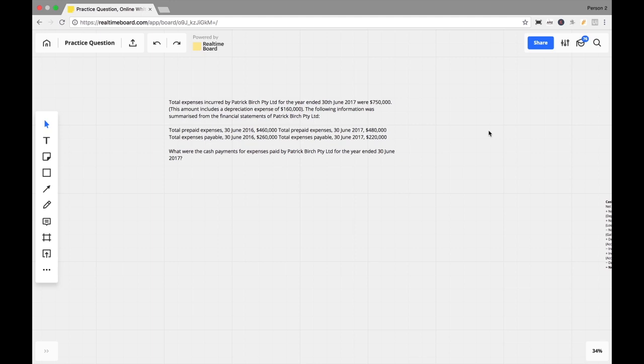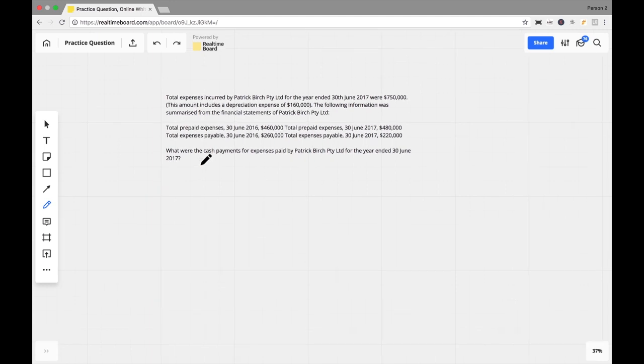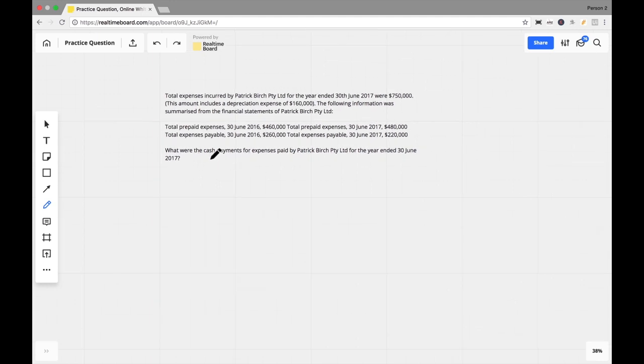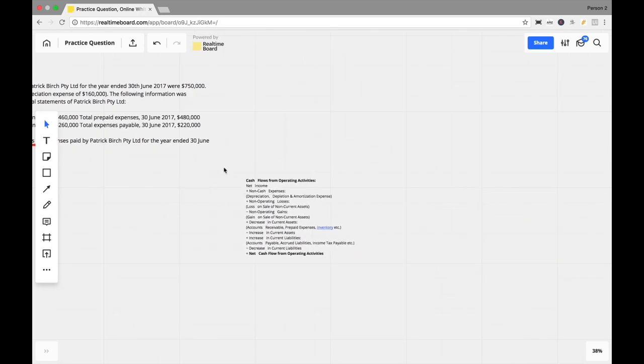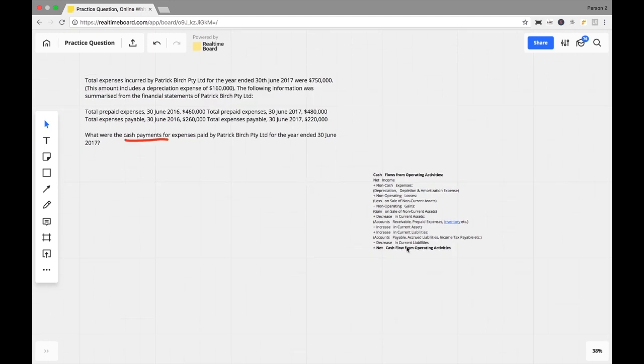The way to answer this is to look for some keywords. Within the question itself, they're asking what were the cash payments for the expenses paid by Patrick Birch for the year ended 30th of June 2017. Whenever you get a question like this, there are a couple of elements you need to look for, and it should immediately spark you to use a formula used in the indirect method. This formula works out an operating cash flow using the indirect method.